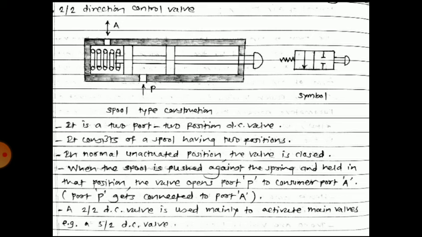It is the unactuated position. When the spool is pushed against the spring and held in that position, the valve opens the port P to the consumer port A. That is, port P gets connected to port A. A 2 by 2 DC valve is used mainly to activate main valves, for example, a 5 by 2 DC valve.